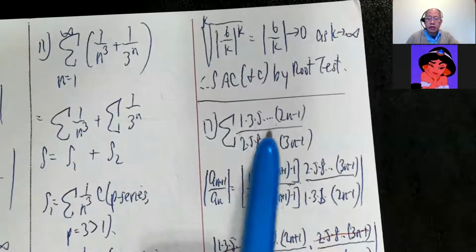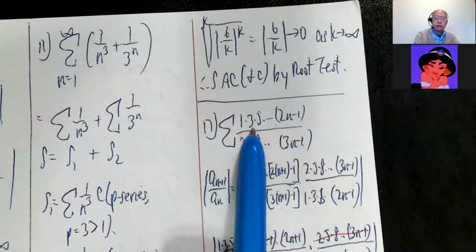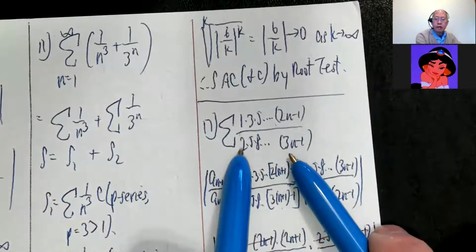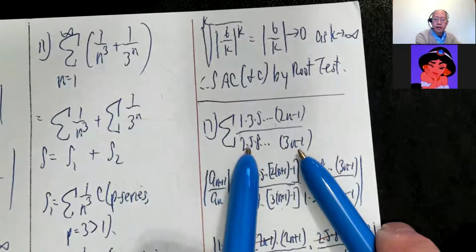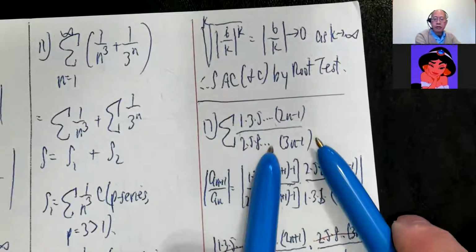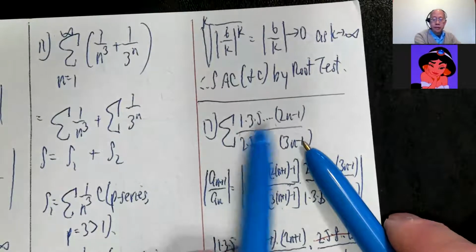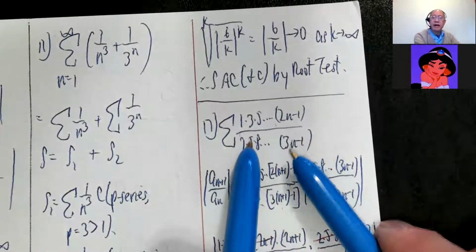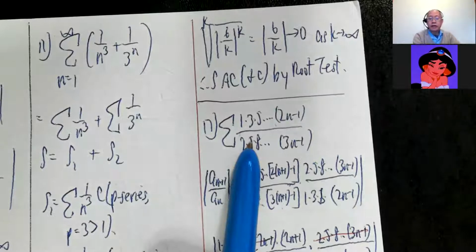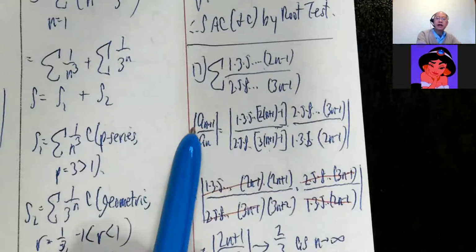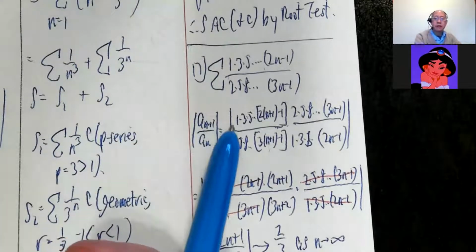Double check. If you plug in 1, you get 1. If you plug in 2, you get 3. If you plug in 3, you get 5, and so on. Here, if you plug in 1, you get 2. If you plug in 2, you get 5. Plug in 3, you get 8, and so on. So this is really weird. It's a factorial-like object. So I'll still do the ratio test. Absolute value of a sub n plus 1 divided by a sub n.